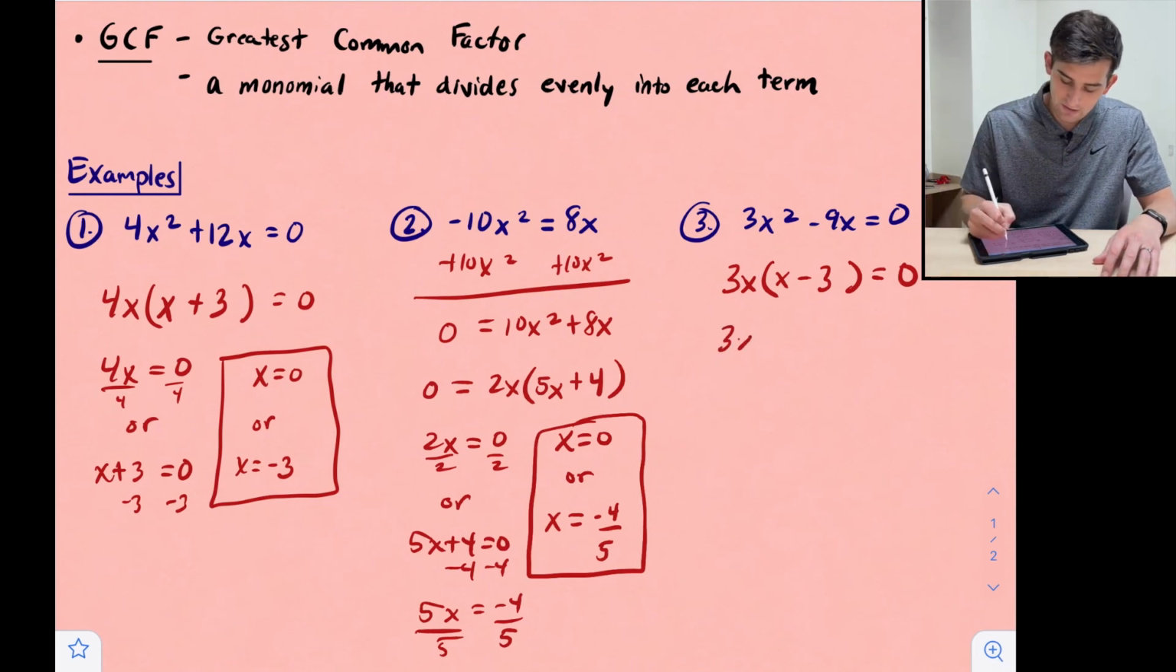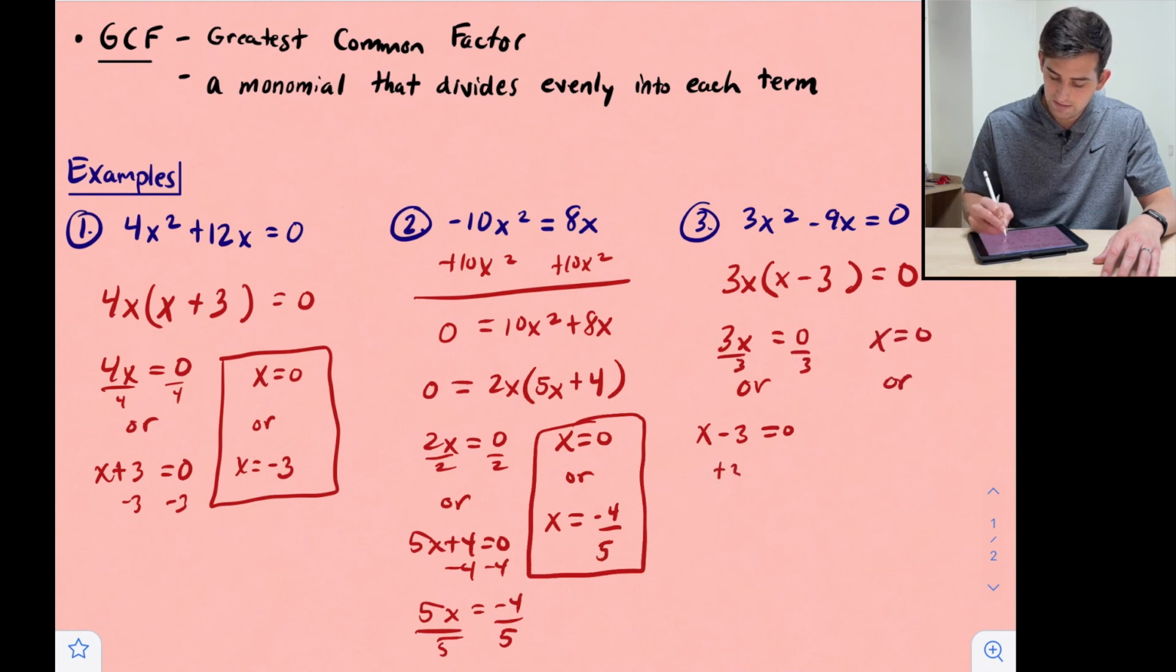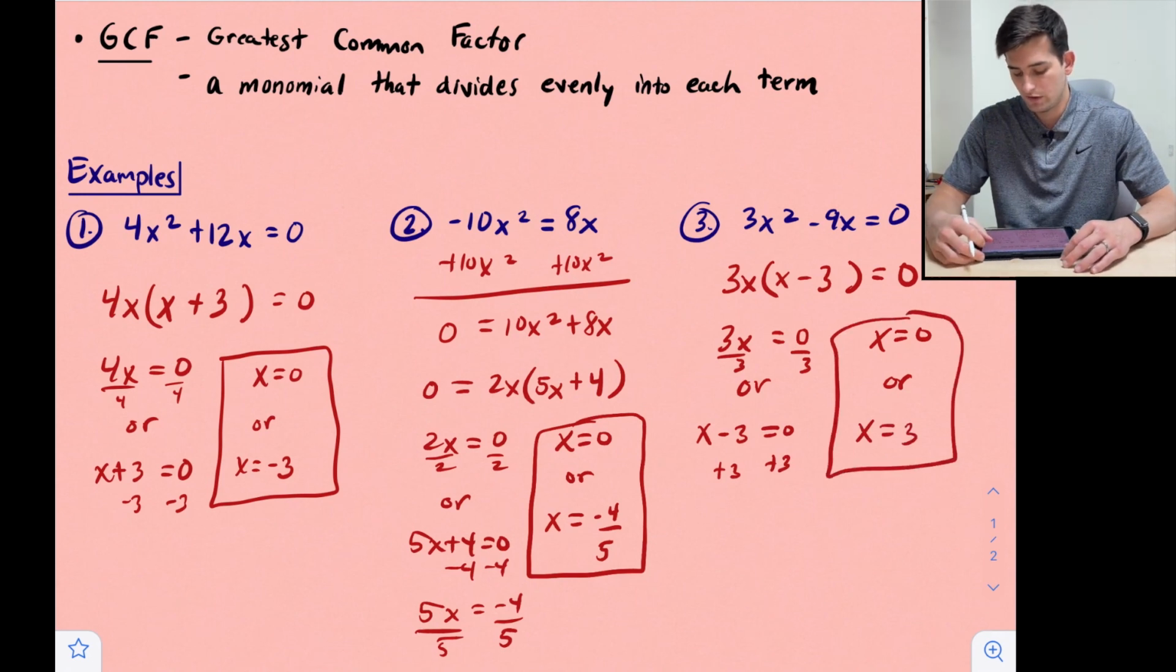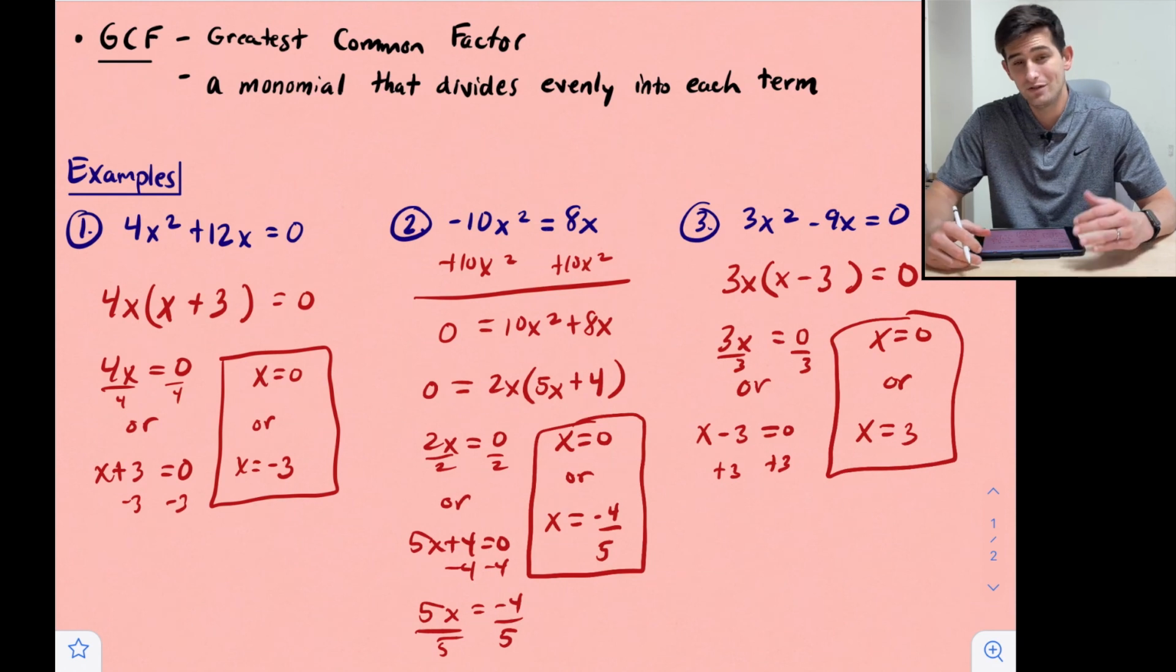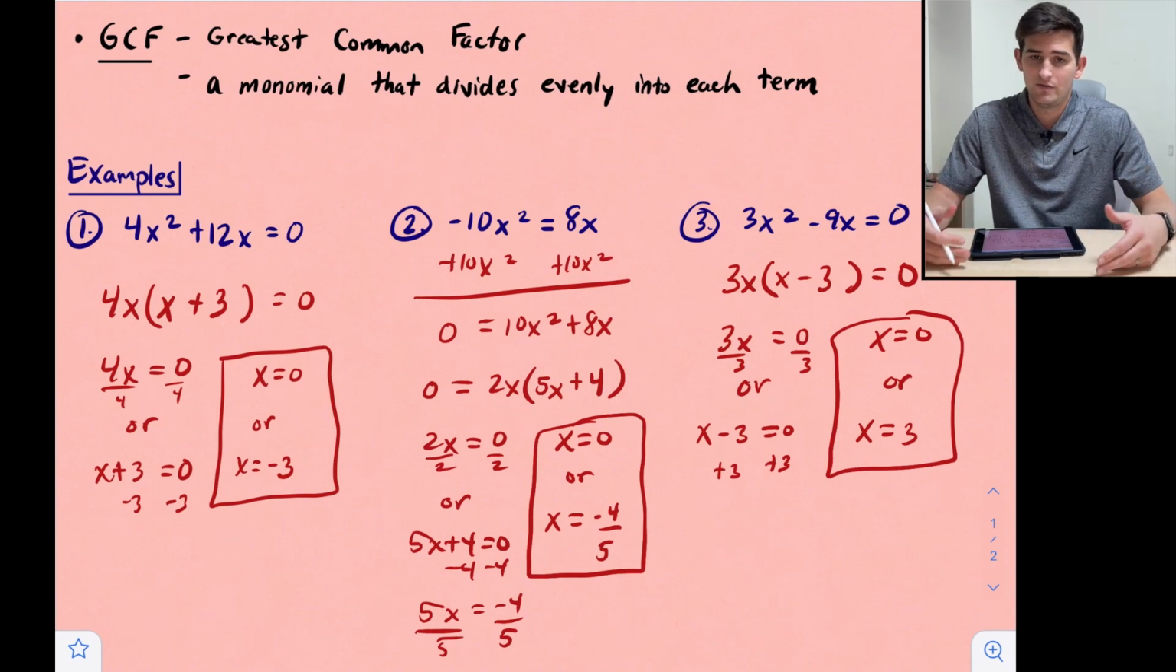So now we take our 3x and set it equal to 0, and our x minus 3, and we set it equal to 0. For 3x equals 0, we just divide by 3, so we get x equals 0, or, and for the second one, we can add 3, so we get x equals 3. And those will be our two solutions for number 3. Okay, and that's how you use the greatest common factor to write a polynomial equation in factored form, so that you can use the zero product property to find the solutions.